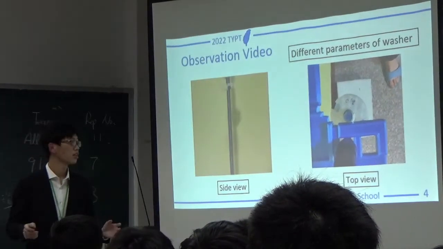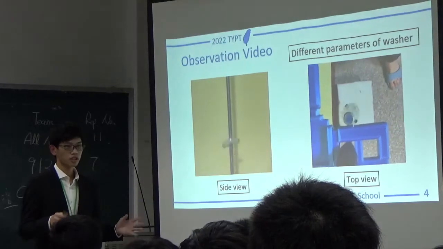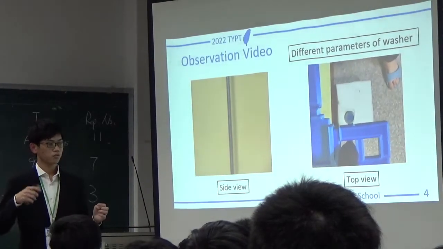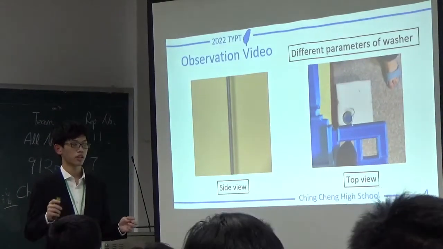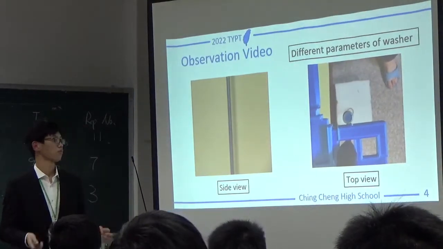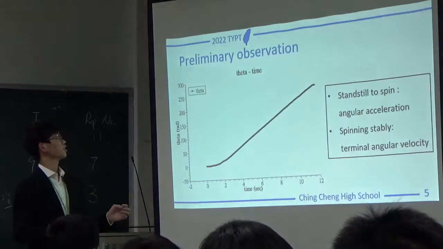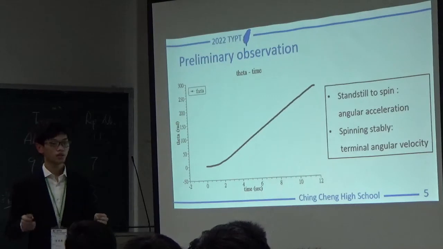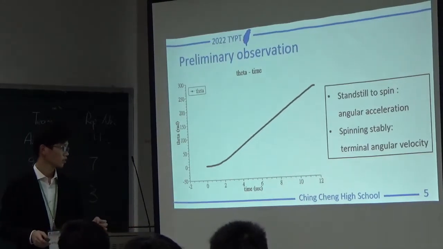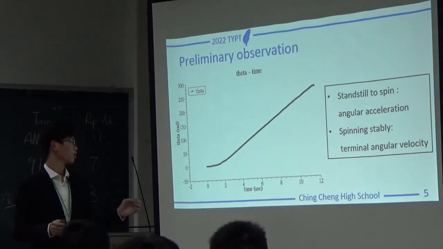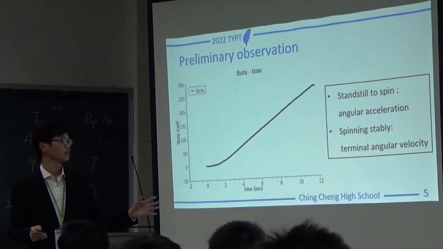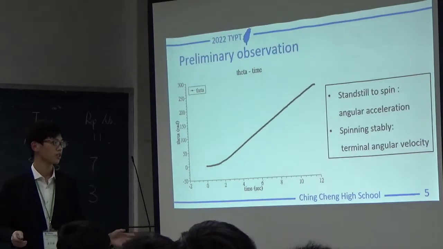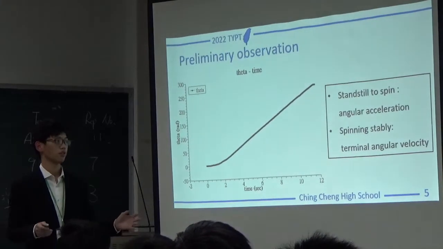As you can see, the ring is rotating on the rod, and we think that is a combination of the spinning motion and the precession. Here is the preliminary observation of the theta versus time graph. You can see that when it begins to drop, theta of t has an angular acceleration at first. When it's spinning stably, it will come to a terminal angular velocity.